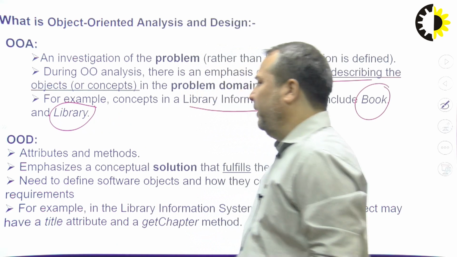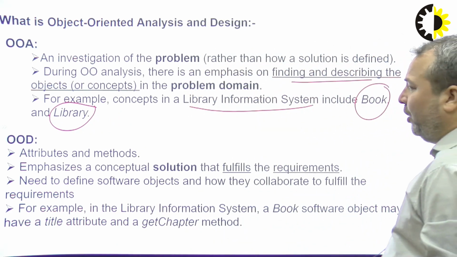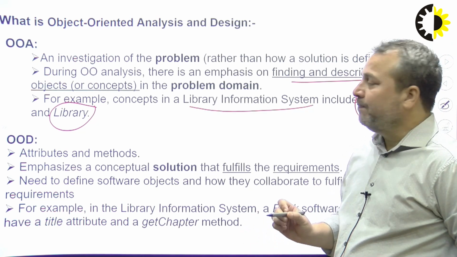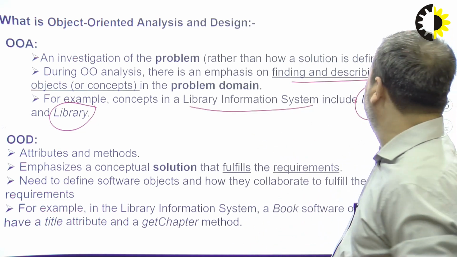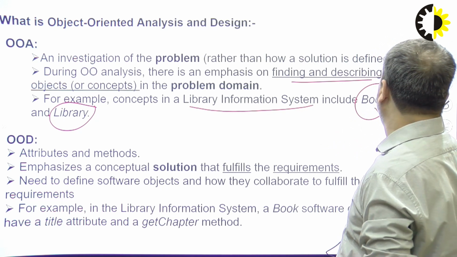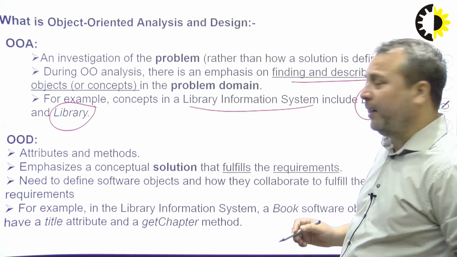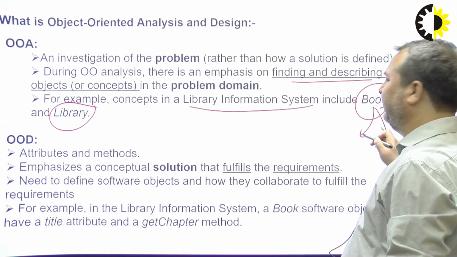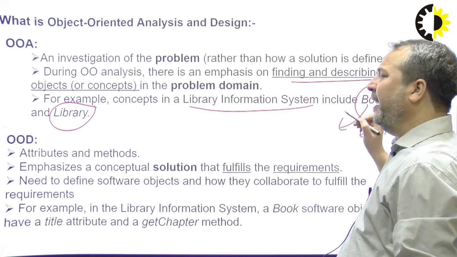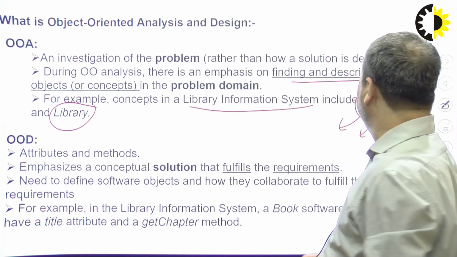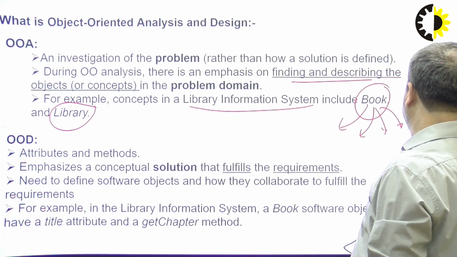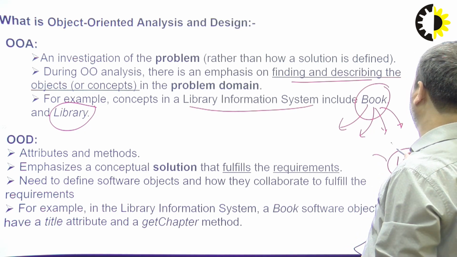Next is object-oriented design. In design, what are the attributes and methods? Like for book, what is the title of the book, number of pages, author name, and all this. These all are the attributes. Suppose there is further library. Similarly, we can draft the attributes.